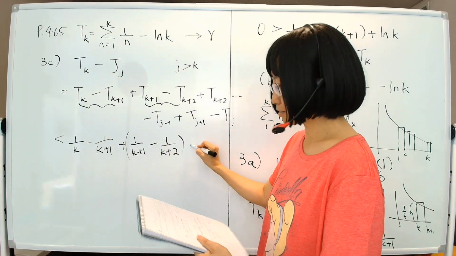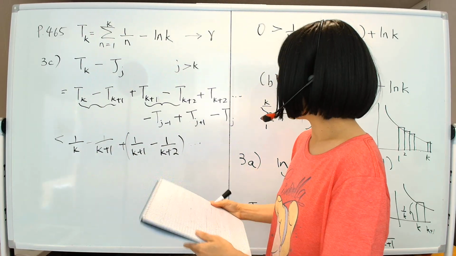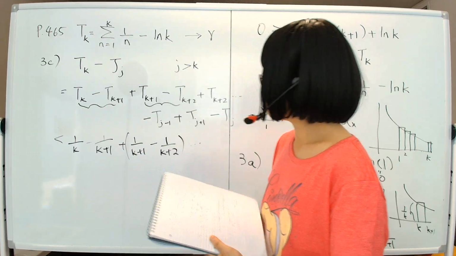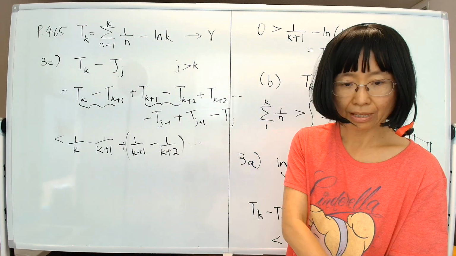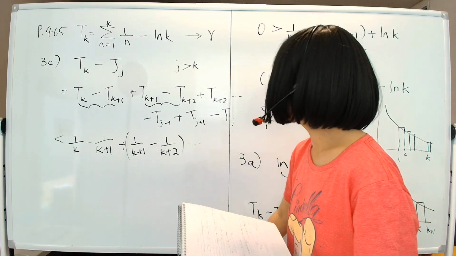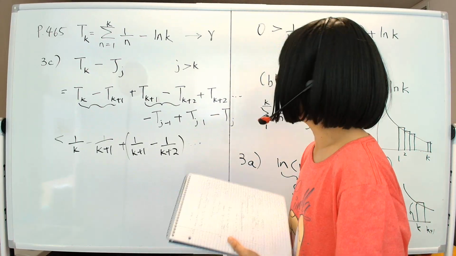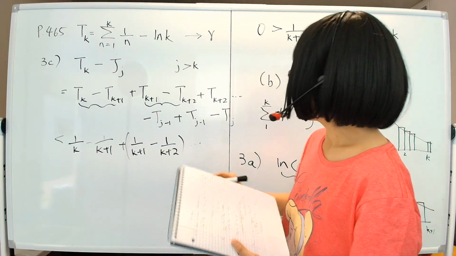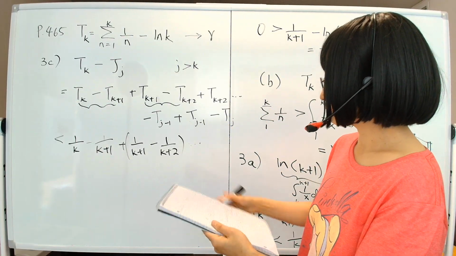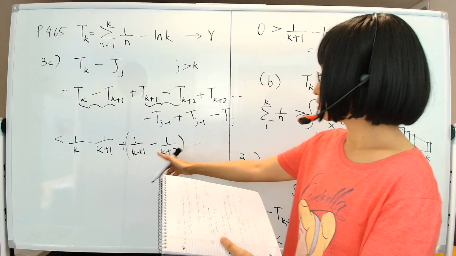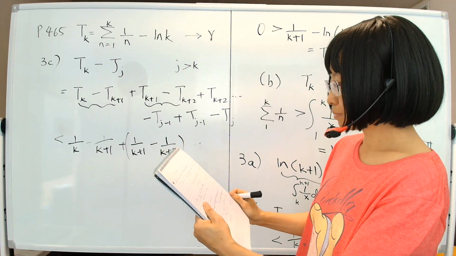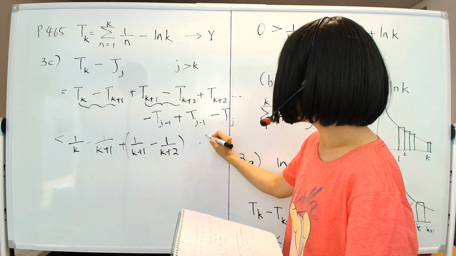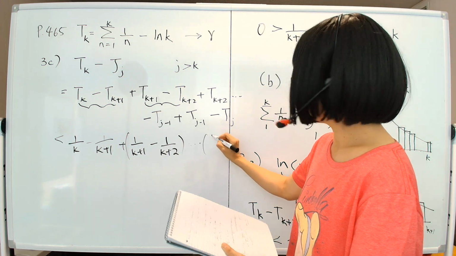And you continue to go. Where are we ending? Eventually we'll end up with, sorry, this is j minus 1. I wrote that wrong. It should be j minus 1, and then eventually we get to j. Following the same pattern, eventually it will get to 1 over j minus 1.